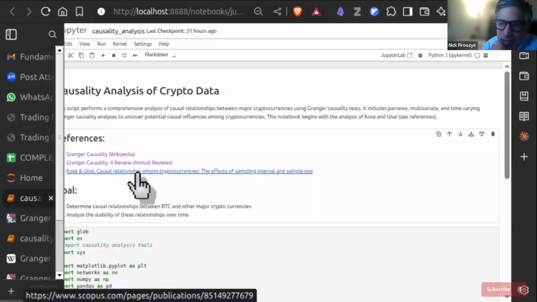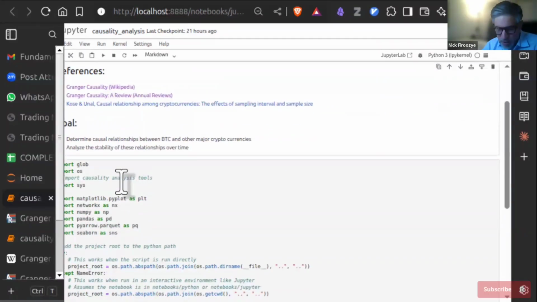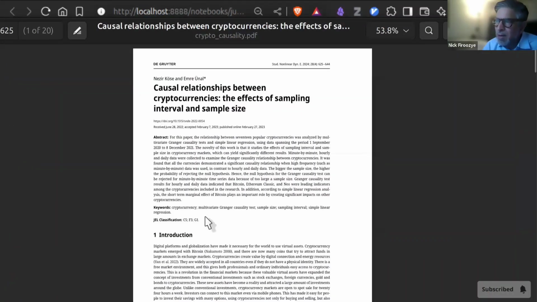And this is quite an interesting paper by Koza and Unal, on causal relationships amongst cryptocurrencies. It's essentially looking at why it's sometimes hard to establish causality in cryptocurrencies. It has a lot to do with the availability of data and the noisiness of the data. Sometimes the causality is harder to establish at really fine timescales and much easier to establish at longer timescales. Anyway, that's quite a good paper, and I guess I have it open somewhere over here. There we go. It's available to download as I put it in the same repo too.